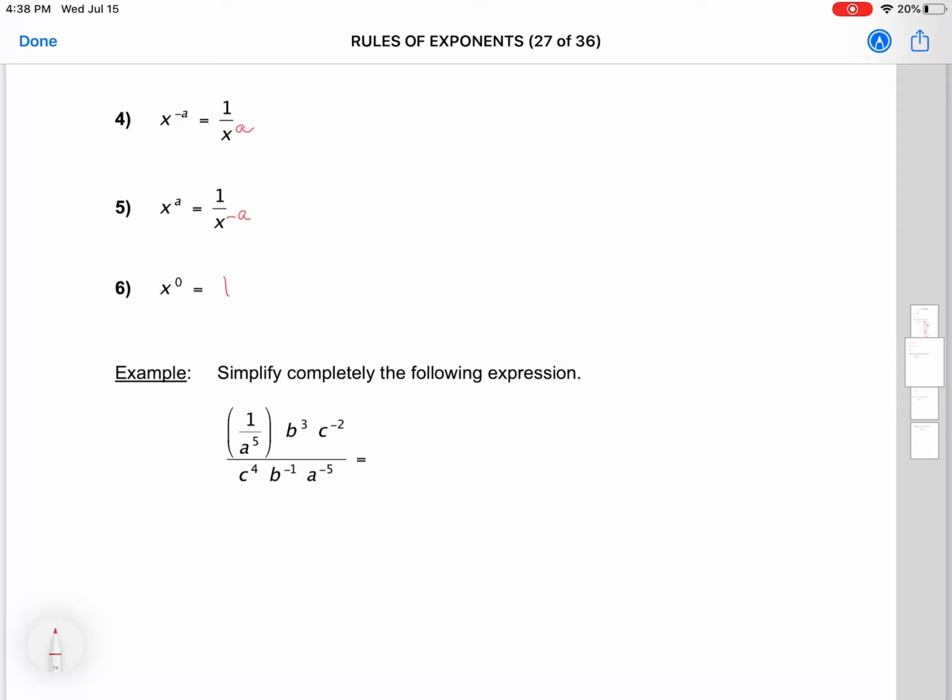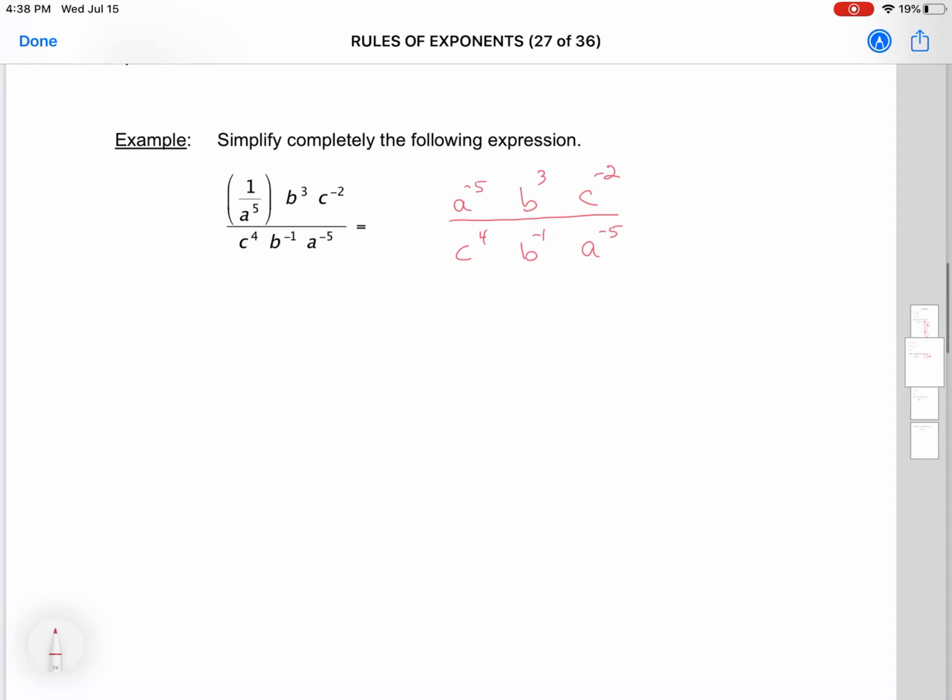So let's take a look at the next example, starting with the 1 over a to the 5 in the bracket in the numerator. We can write this as a to the minus 5 times b to the 3 times c to the minus 2. And downstairs, we're just going to rewrite. Now we are going to take a look at our second rule, which allows us to subtract exponents when the terms are superposed like this. So this is a to the minus 5 minus 5. Similarly, that's b to the 3 minus 1. And that is c to the minus 2 minus 4.